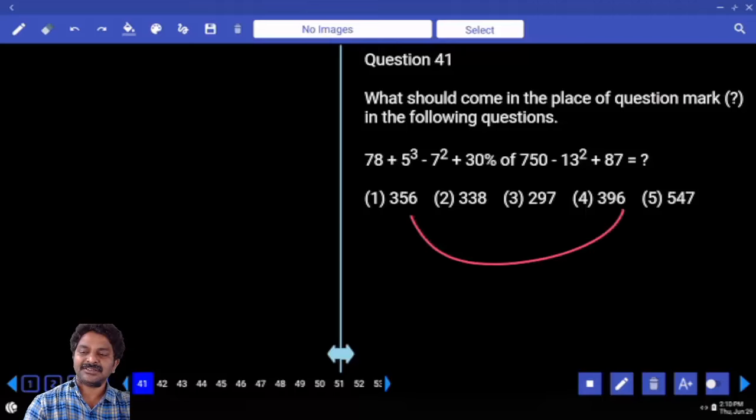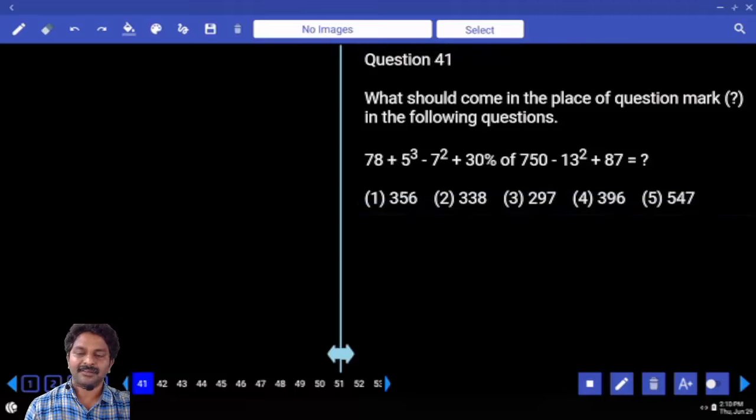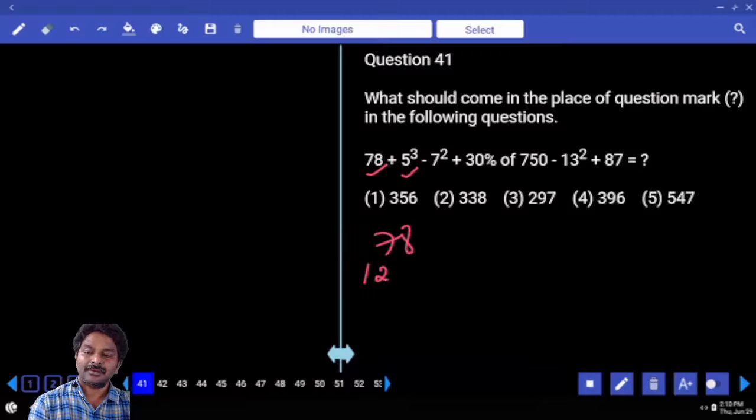Two options end with 6, two options end with 7. We can't verify the last digit. Let's write all the positive numbers on one side: 78, 5 cube, 125, 30% of 750. I am taking only positive numbers.